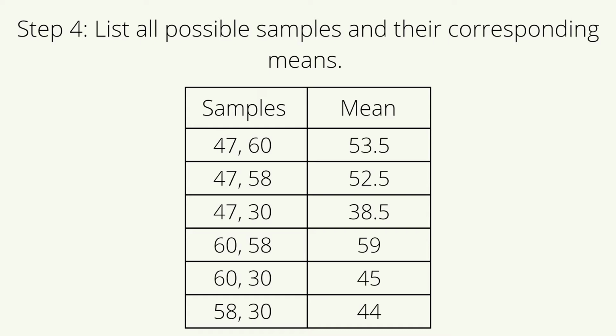47, 60, which have a corresponding mean of 53.5. 47, 58, which have a corresponding mean of 52.5. 47, 30, which have a corresponding mean of 38.5. 60, 58, which have a corresponding mean of 59. 60, 30, which have a corresponding mean of 45. 58, 30, which have a corresponding mean of 44. So this is the list of all possible samples of size 2 and its corresponding means.